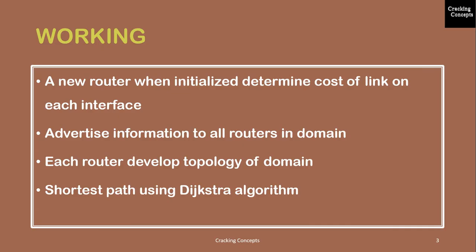If the router observes any change in the cost of the link at any of its interfaces, then the router again advertises this change to all the routers in the domain. Now in this protocol, each router has information about the set of link costs of all the routers in the domain. So each router develops the topology of the entire domain. It can now calculate the shortest path and build a routing table using Dijkstra's algorithm.